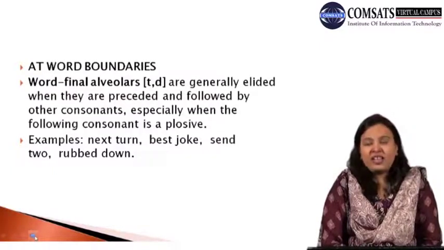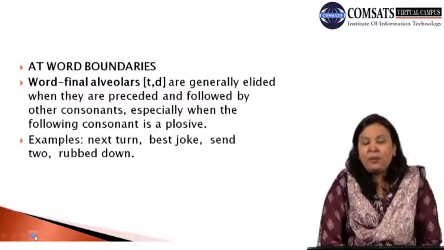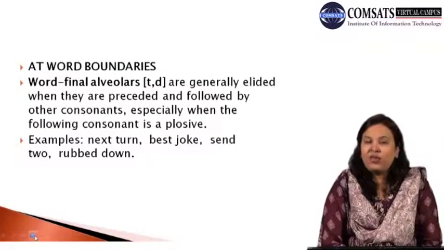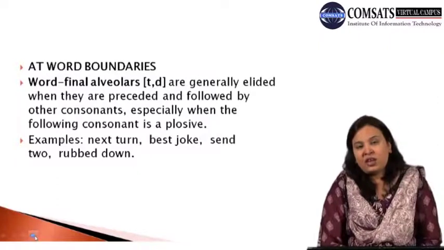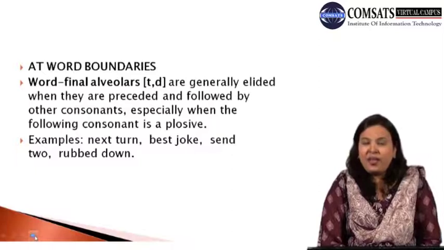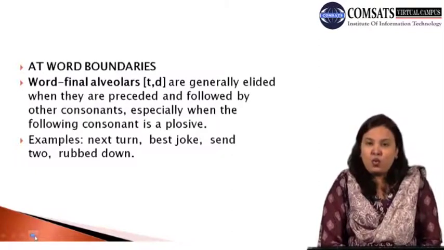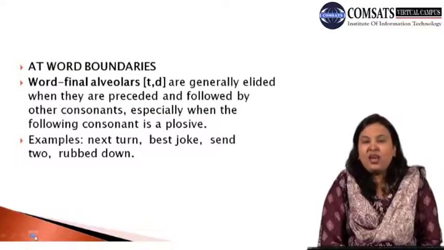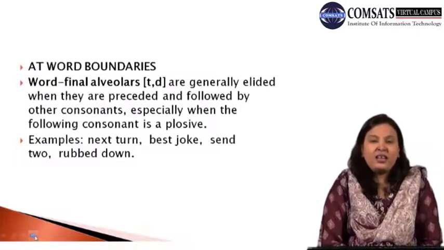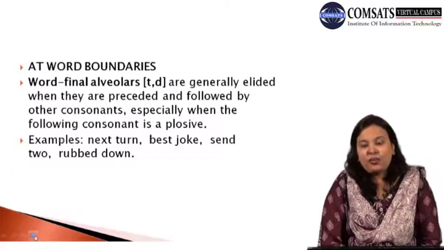Examples: next turn. This is a compound word, but when I say next turn, the t sound comes at the end of the first word and another t sound at the beginning of the next word. So I am eliding one of them and pronouncing it as next turn. Best joke: again, best and joke, the t sound is elided under the influence of the j sound.